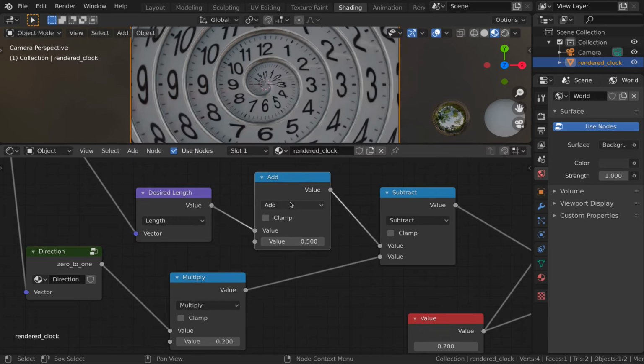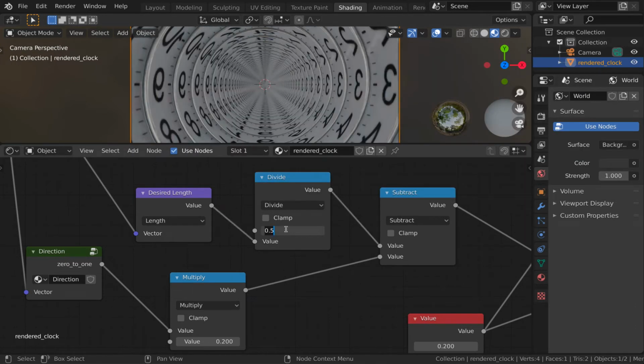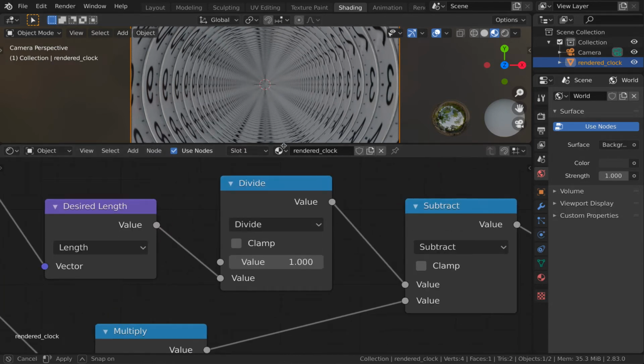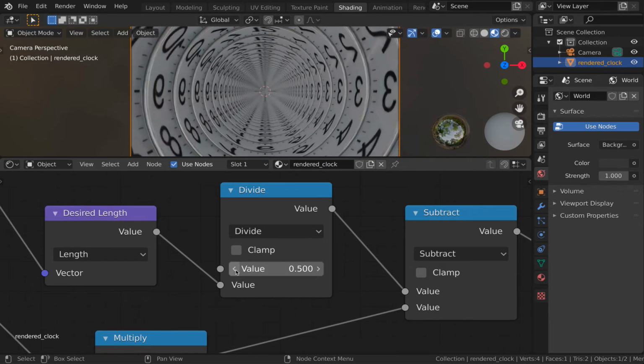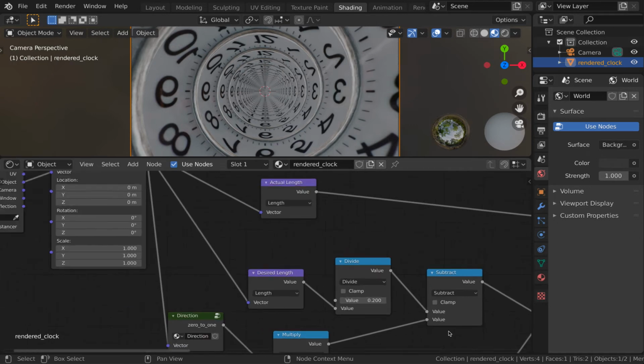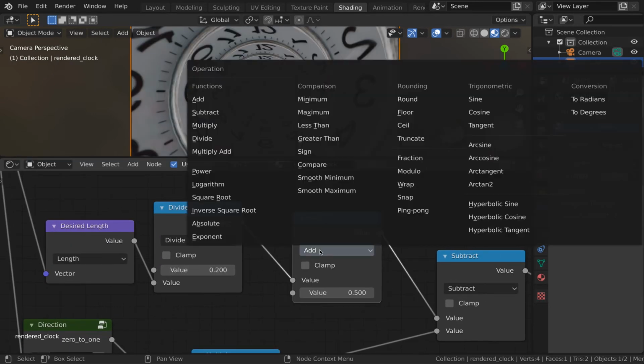Feed our desired length node into it to compute 1 over length. Now it spirals to infinity at the center. It's a bit too unbalanced for my taste, so let's change the number 1 to a smaller number. I just prefer how it looks that way. However, the infinite spiral seems to get thinner and thinner as it moves inward, in a way that I don't like. There's an easy fix for that.